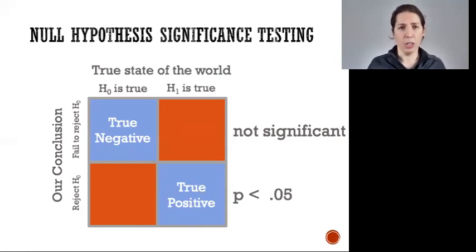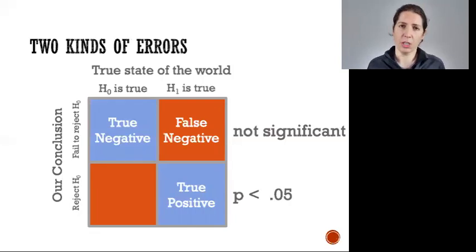We conclude that we reject the null, there is something there, that would be the correct conclusion. However, as I mentioned, we never know which column we live in, we only know which row we end up in. So when we end up in the top row, maybe that's a true negative. Maybe we didn't detect anything because there's nothing there. We live in the left world. But the other possibility is that we live in the right column, and that was actually a false negative error.